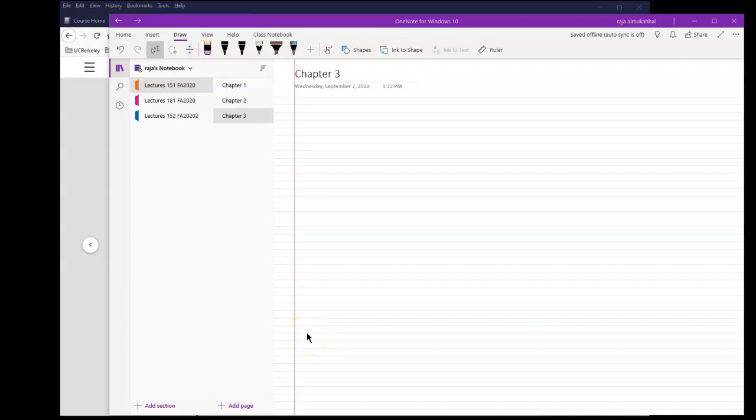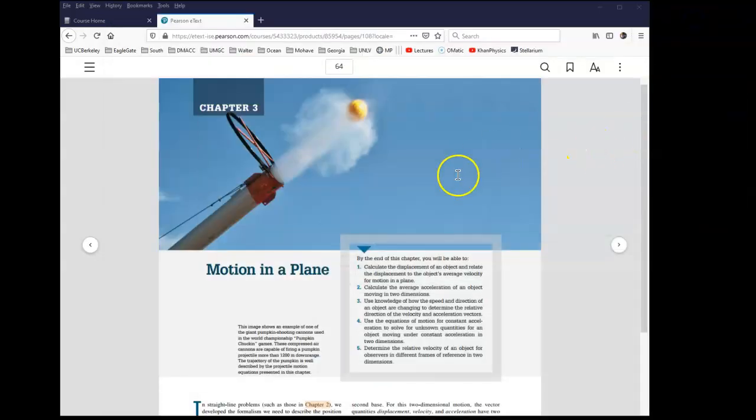Hello everyone, and welcome to Module 3, Chapter 3. In this module, we will be covering the subject of motion in the plane, or two-dimensional motion. When we say two-dimensional motion, we're really talking about mainly projectile motions. There are three topics in this chapter: projectile motion, circular motion, and relative motion.